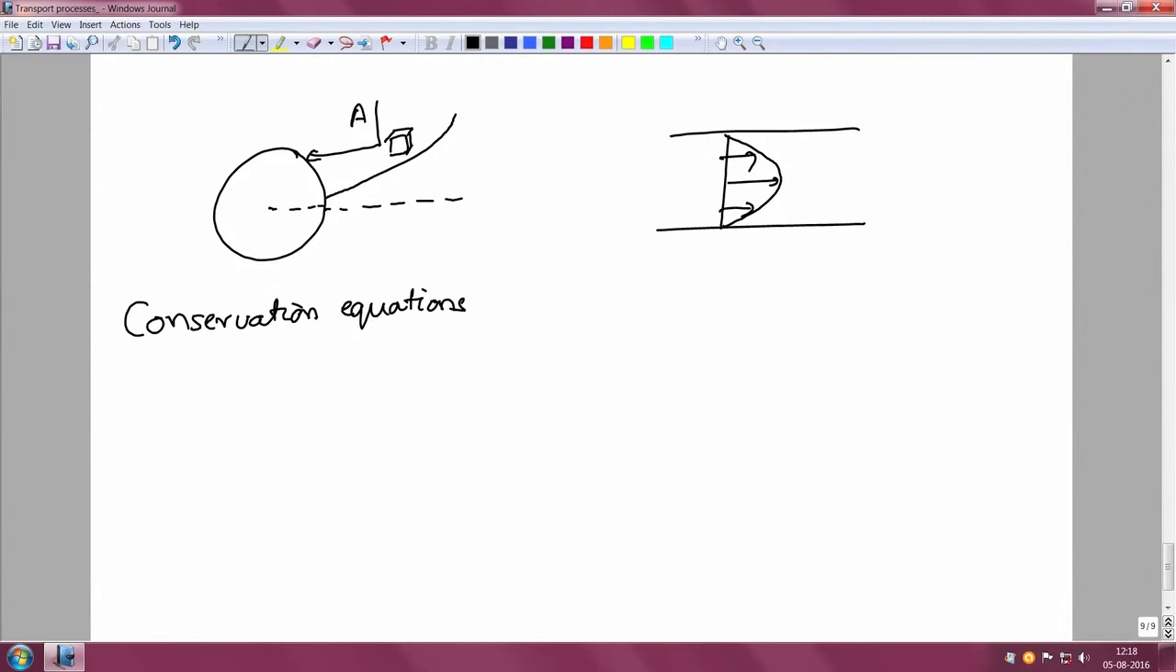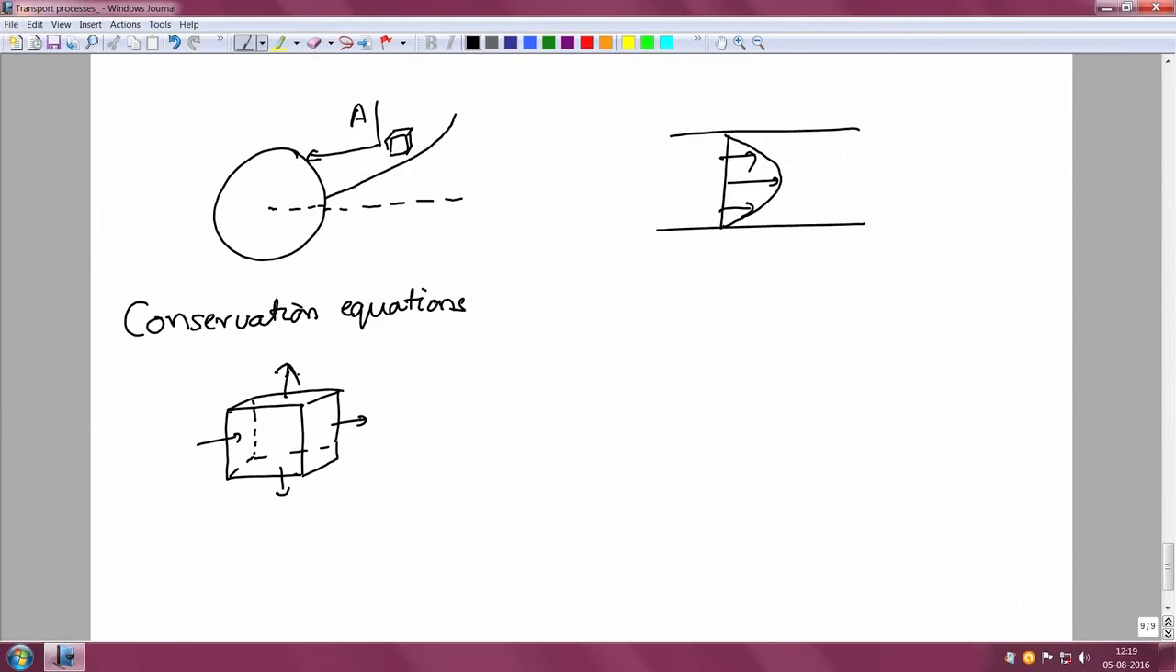So, if I have some small differential volume that I have written here, for this differential volume, in the case of mass, for example, what comes in minus what goes out has to be the net rate of accumulation within this volume. That holds for mass, it holds for heat, and it holds for momentum as well. What comes in minus what goes out has to be the net rate of accumulation.